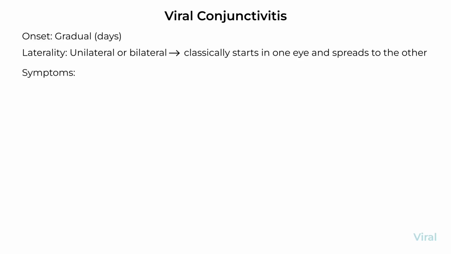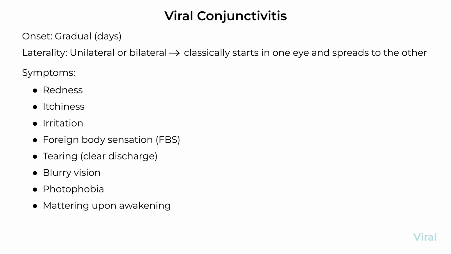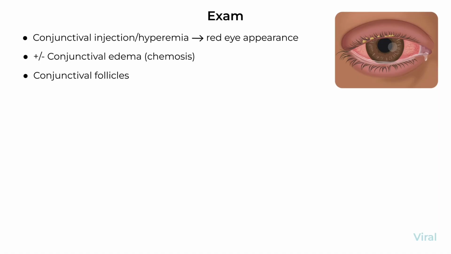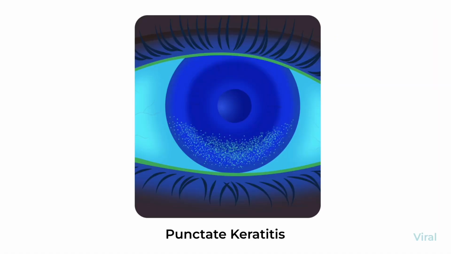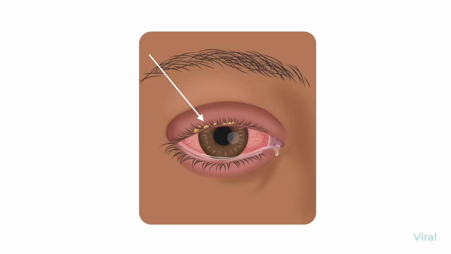Common symptoms include eye redness, itchiness, irritation, foreign body sensation, tearing to the point where the eye can just be weeping, blurry vision, photophobia, and matting upon awakening. On exam, there's conjunctival injection leading to the red eye appearance. There can be conjunctival edema or chemosis, but that's not always present. Conjunctival follicles, as mentioned earlier, punctate keratitis on the cornea, eyelid edema and erythema. There can sometimes be small, dried matter along the lashes, especially in the morning.